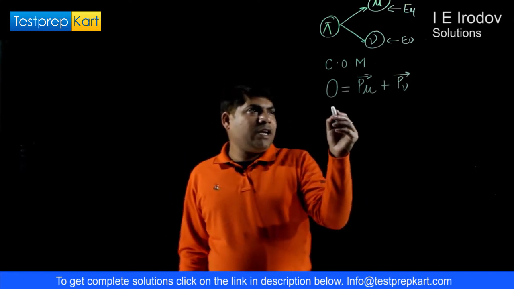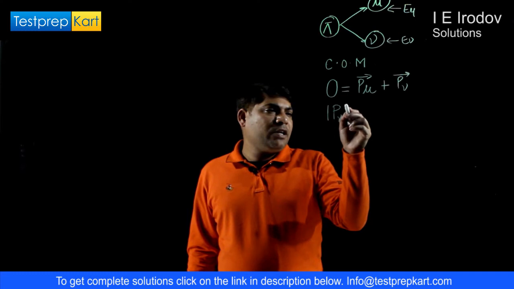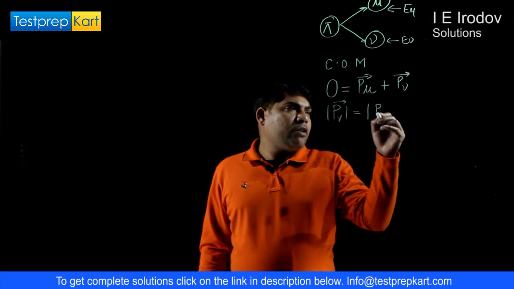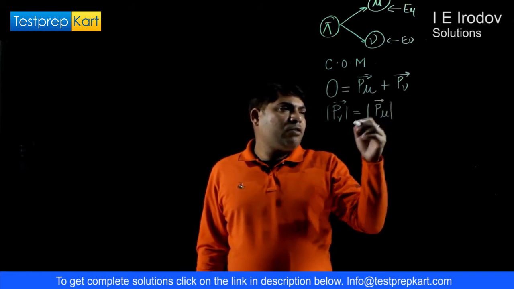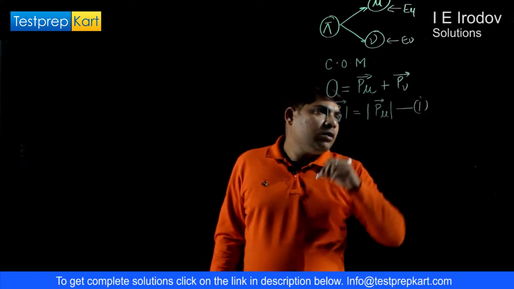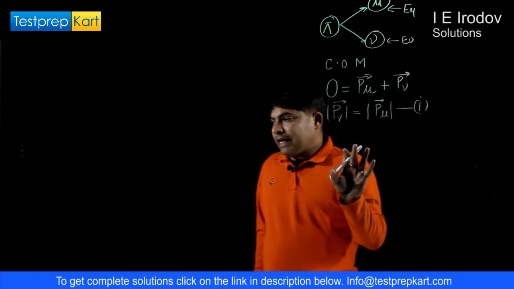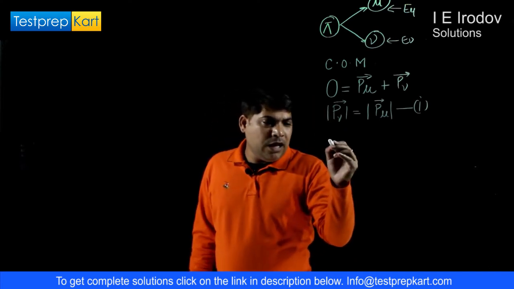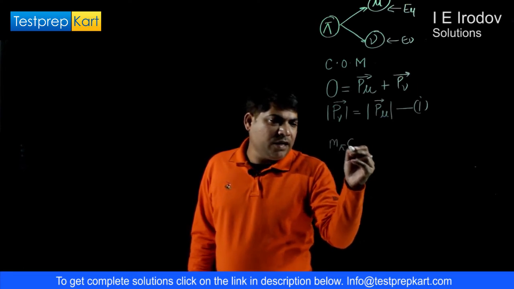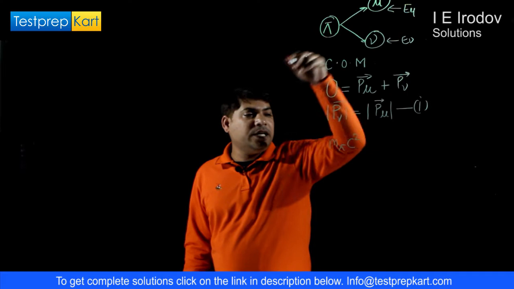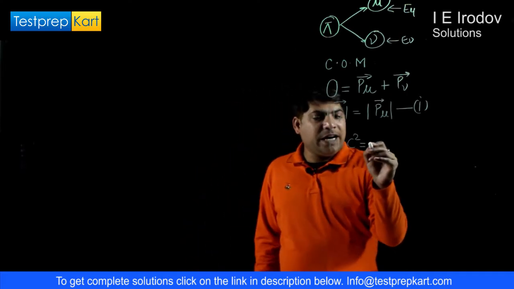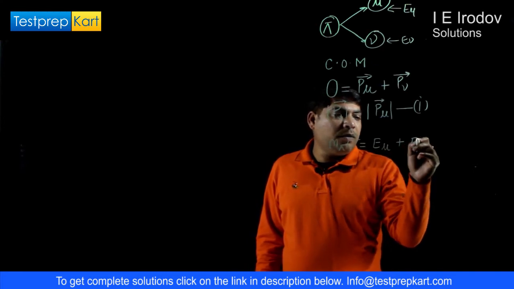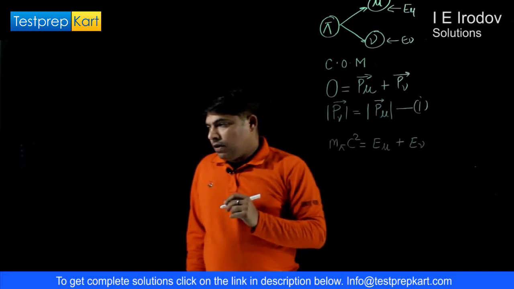So from this expression we can establish a relation that, if we talk about the magnitude, then magnitude of momentum of neutrino is equal to magnitude of momentum of this muon. Second, we can apply conservation of energy principle. So energy of this pion will be m pi into c square before this disintegration takes place. After that it is the sum of E mu, energy of muon, plus energy of neutrino.